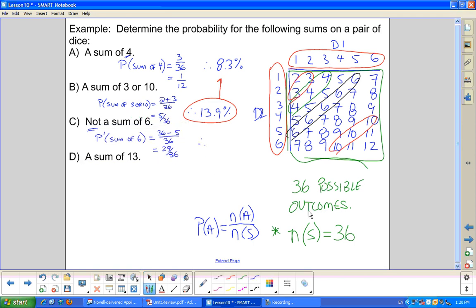So that approximately comes out to an 81% chance. So we have an 81% chance of not rolling a sum of 6.